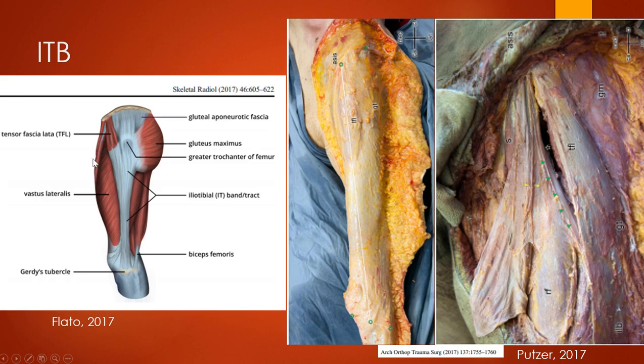So here we're looking at a left hip. We'll just run through the anatomy. The iliac crest is superiorly, and obviously the knee is inferiorly. We can see the ASIS, and the iliotibial band is here.